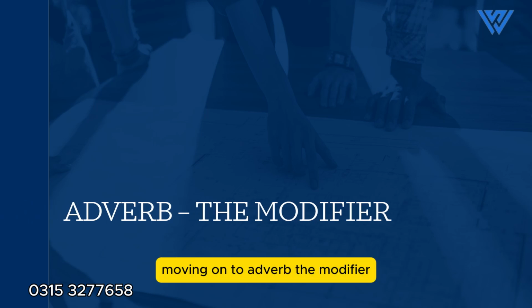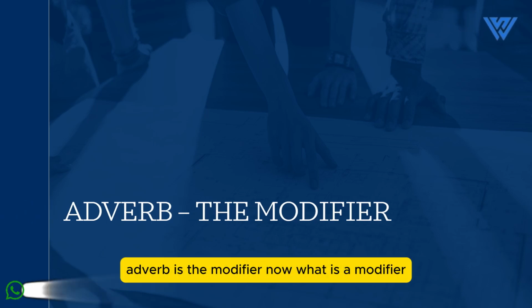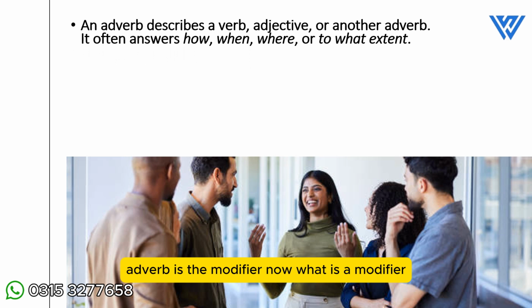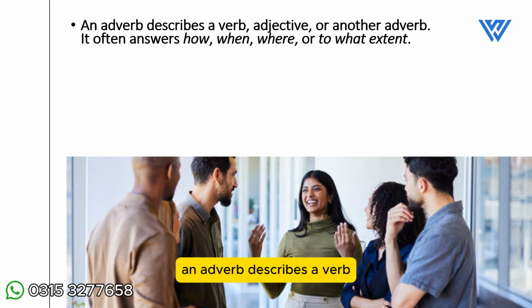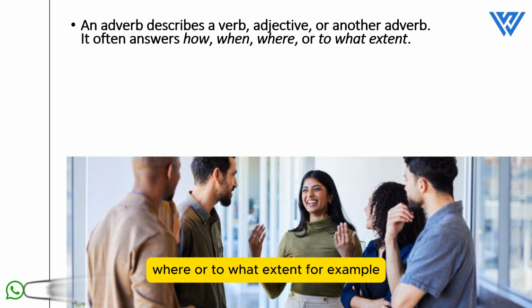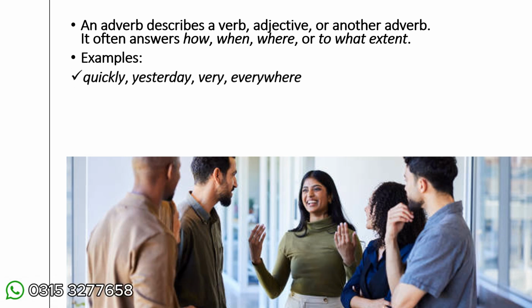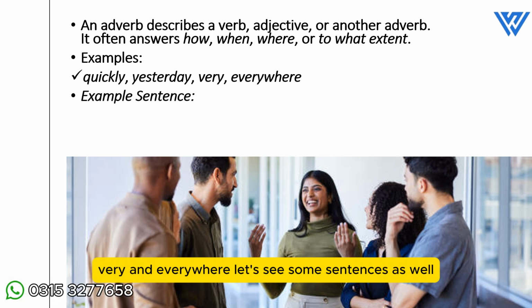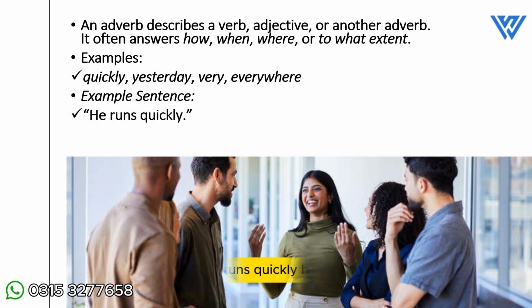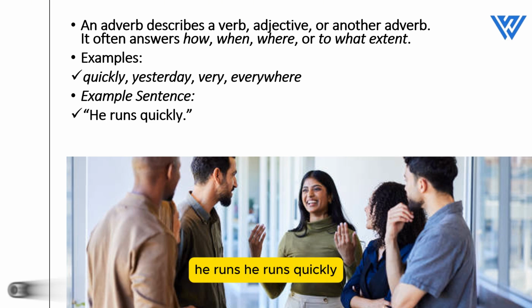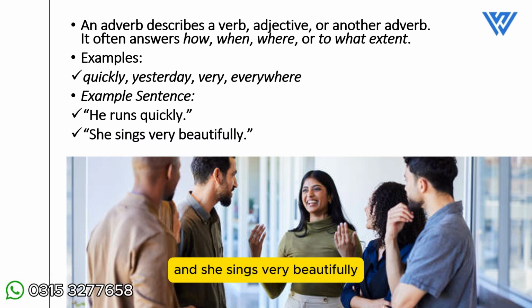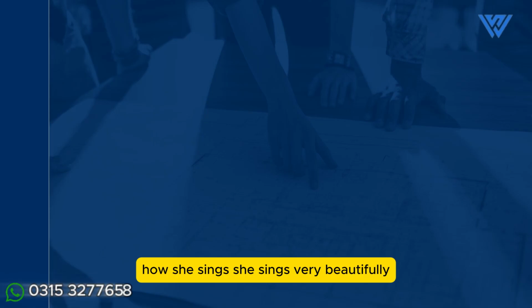Moving on to adverb, the modifier. Adverb is the modifier now. What is a modifier? An adverb describes a verb, adjective, or another adverb. It often answers how, when, where, or to what extent. For example, quickly, yesterday, very, and everywhere. Let's see some sentences as well. He runs quickly. How he runs? He runs quickly. And she sings very beautifully. How she sings? She sings very beautifully.